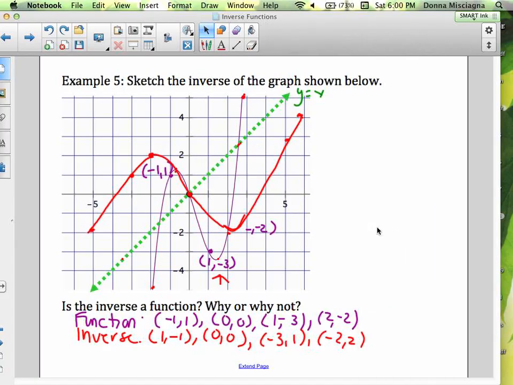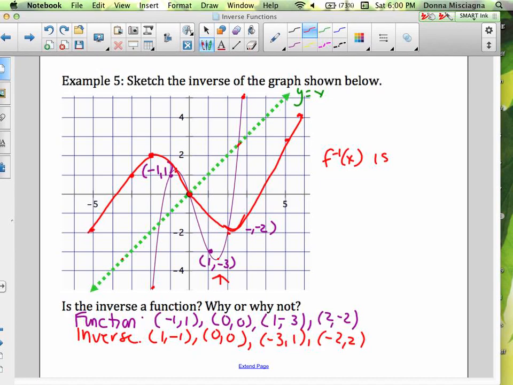All right, so here, f inverse is not a function, and f of x fails the horizontal line test.